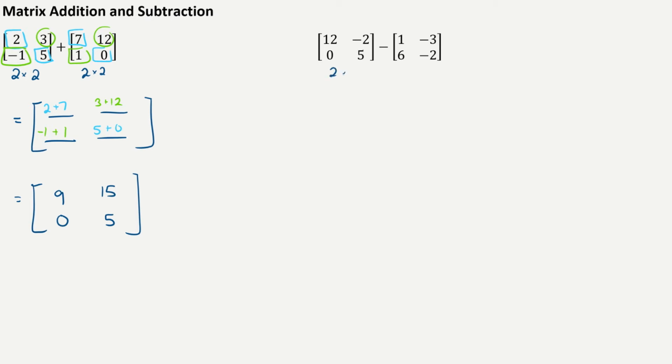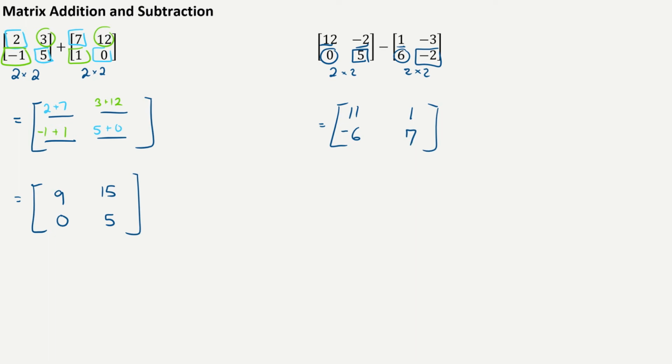Well, very same thing. It's got to be the same dimensions for the matrices, 2x2, and it's going to result in a 2x2 matrix. The only thing is, I just subtract each term. So we're going to go 12 minus 1 to get 11, -2 minus -3, which is 1, as we go -2 plus 3. And then I have 0 minus 6, so that's -6, and 5 minus -2, so that's 5 plus 2 is 7. And there's my resulting matrix.